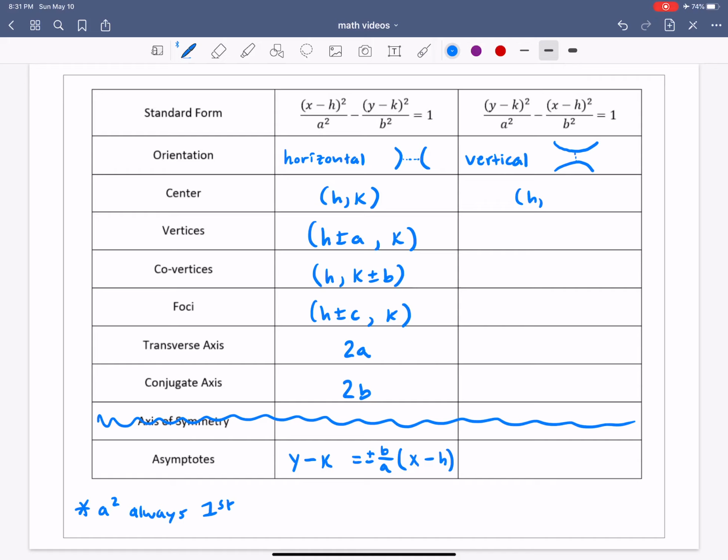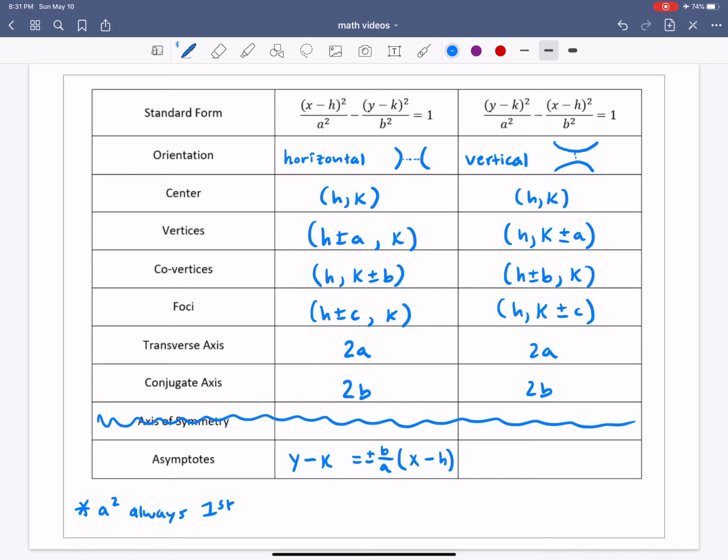The center is still going to be at (h, k). For the vertices, I'm going to go up and down a units. So keep h the same and add and subtract a to the y value of the center. The co-vertices are going to go left and right, b units. The foci are going to be on the same line as the vertices, so we're going to go up and down c. So keep h, k plus or minus c. The transverse axis is still 2a. The conjugate axis is still 2b.